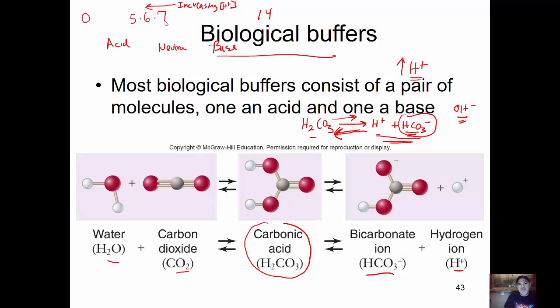10-fold increase. So if we go from 7 to 6, it's really we're going from 10 to the negative 7 hydrogen ion moles per liter to 10 to the negative 6. That's a tenfold change. And then if we go from 6 to 5, we're going from 10 to the negative 6 to 10 to the negative 5. That's another tenfold increase. So really it's going to be 10 times 10. So it's 100 times change. So each step is a factor of 10.